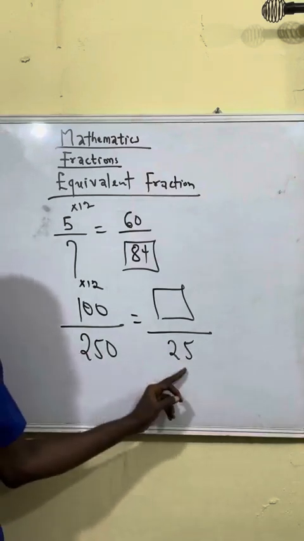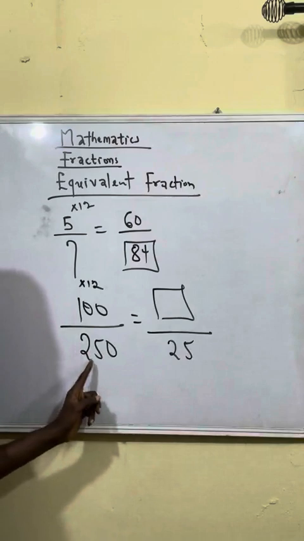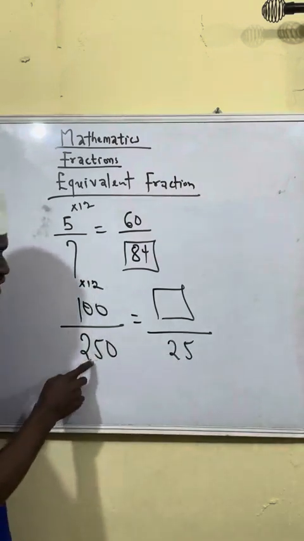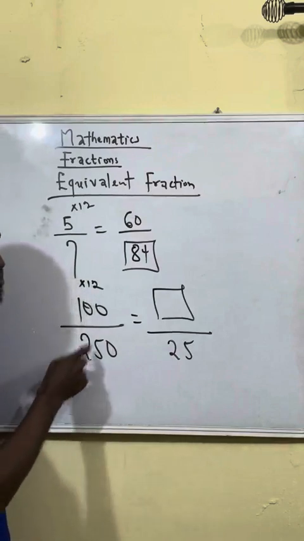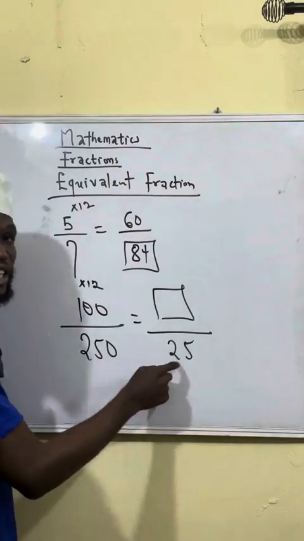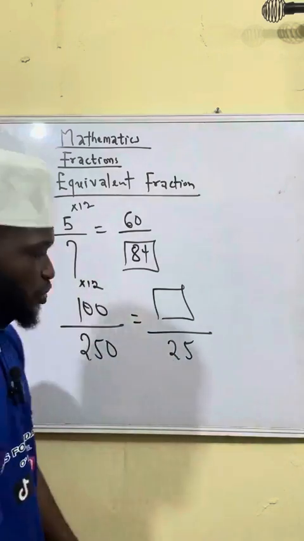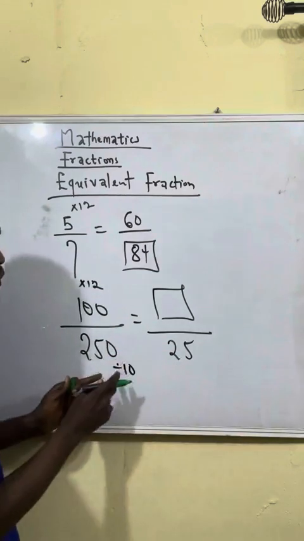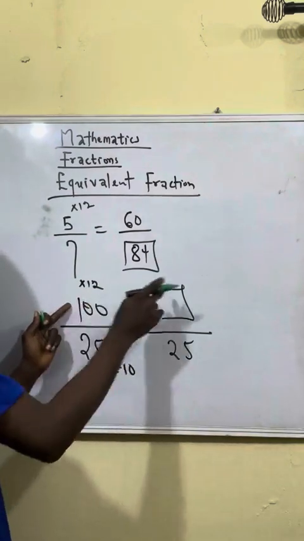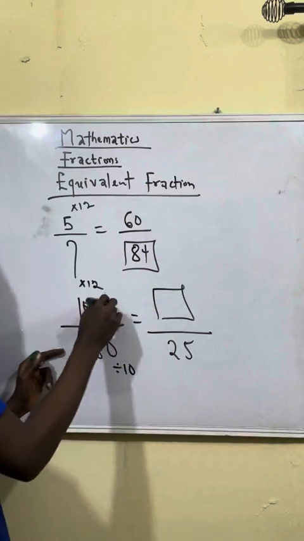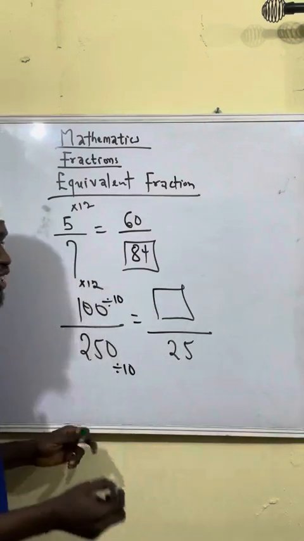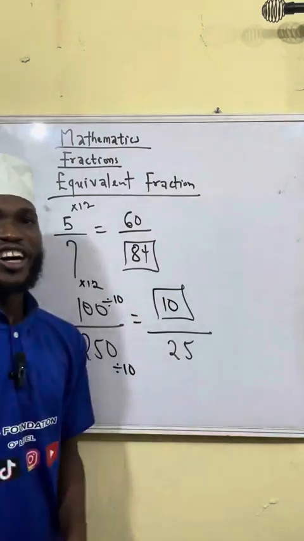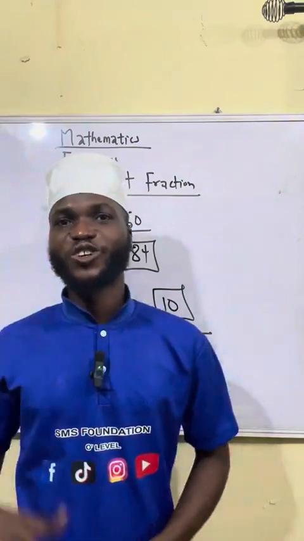How does this happen? It must have been that they divided 250 by a particular number to reduce it to 25. So 250 divided by what will give me 25? 250 divided by 10 will produce 25. So whatever happened to this is what will happen to this to get what is missing here. That means I have to divide this by 10 as well. So 100 divided by 10 will give me 10. Therefore 100 over 250 equal to 10 over 25. This is an application of equivalent fraction.